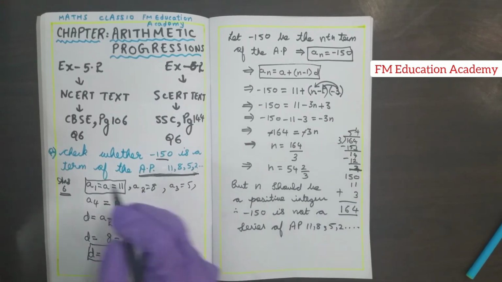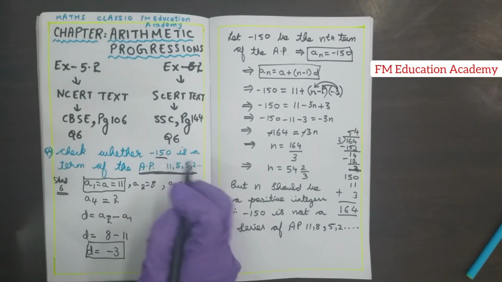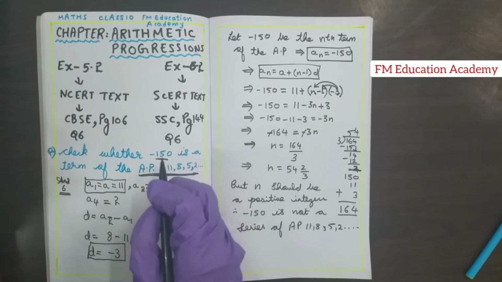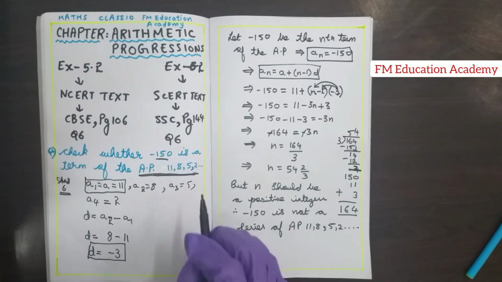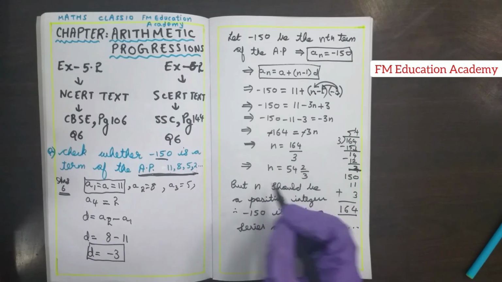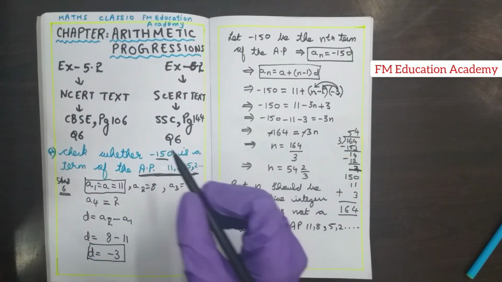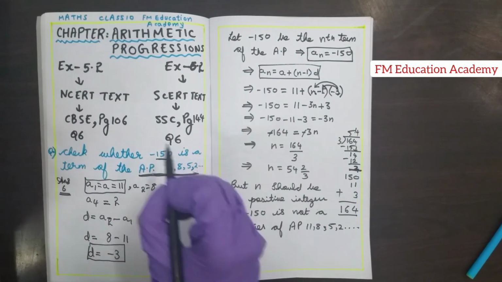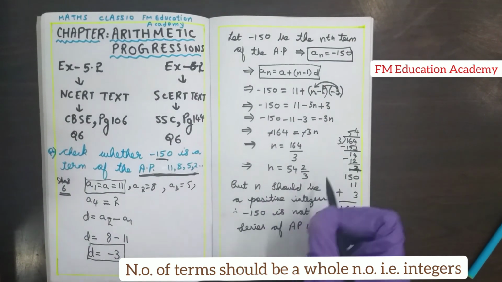So remember, in questions like this, where it is asked to check whether some number is a term of the AP, it means that always you have to find out the number of terms n value in the question. If you're getting an integer, that is 18, 17 or 27, or integers you're getting, then well and good, you can say that this number is a term of the AP. Suppose if you don't get the value of n as an integer, if you get the value of n as a fraction, you have to say that that number is not a term of the AP. So the condition for any number to be a term of the AP is that the number of terms should be a whole number.